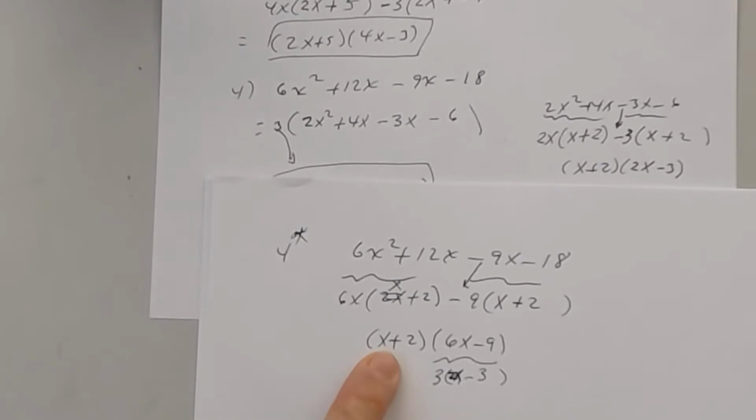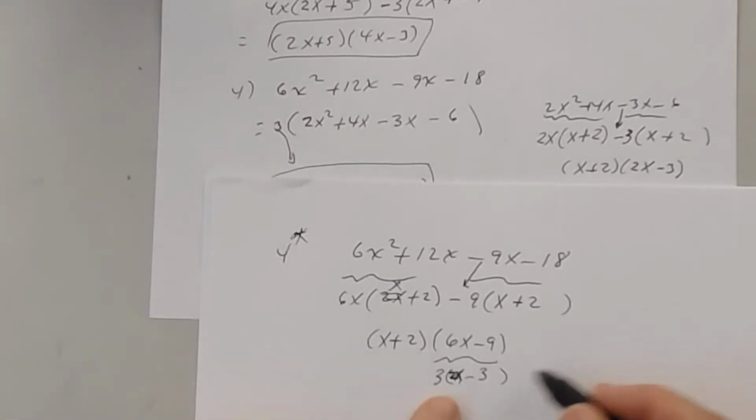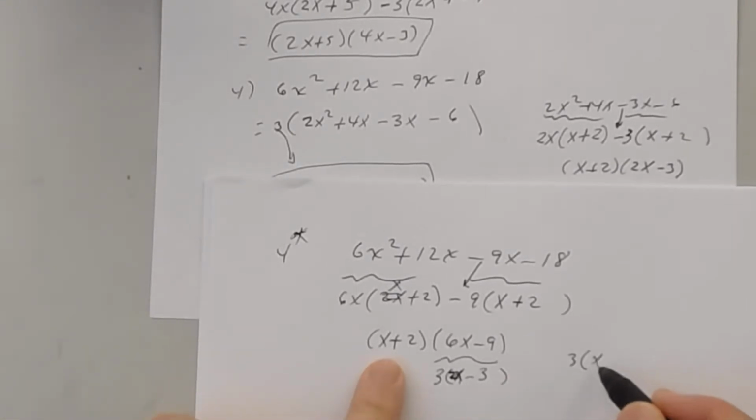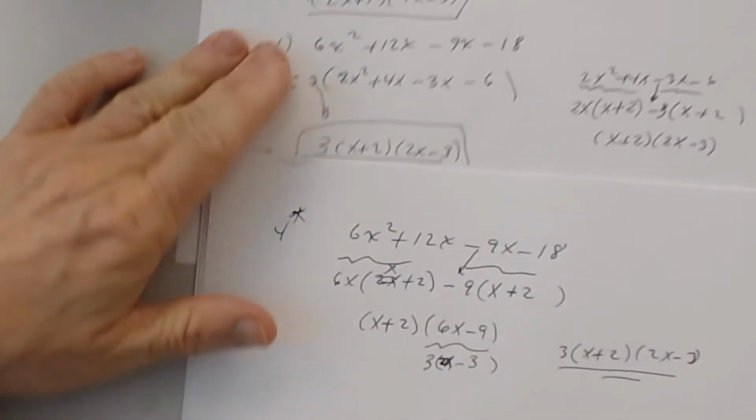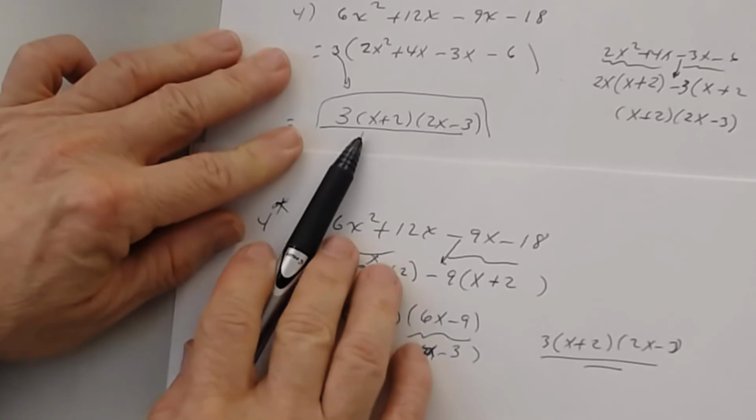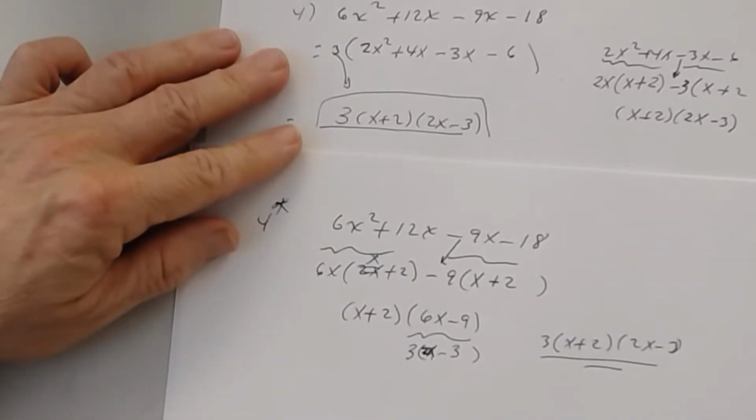X plus 2 is a factor. What is another factor you see? 3. What is another factor you see? 2x minus 3. We tend to put the monomial factor first. So this is going to become 3 times x plus 2 times 2x minus 3, which is the same as this one. No matter where you work it, it'll be the same.